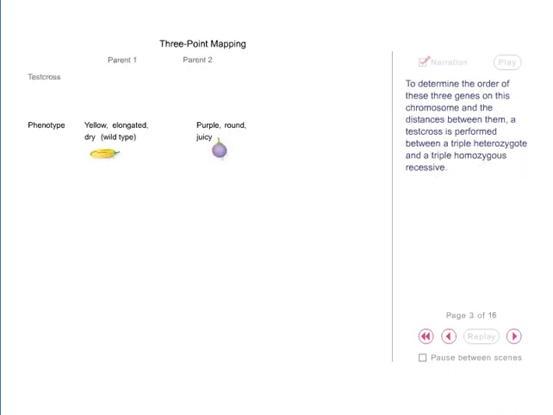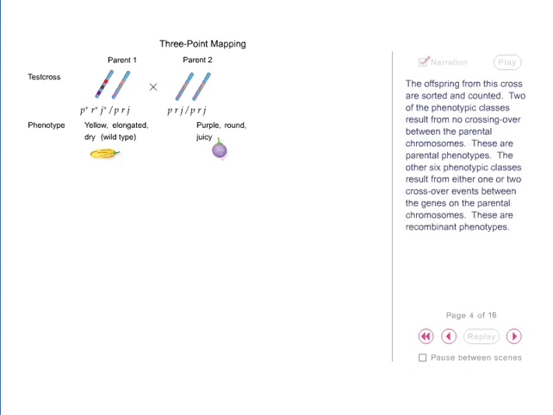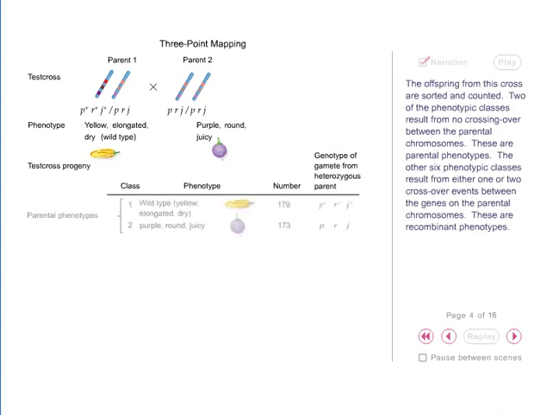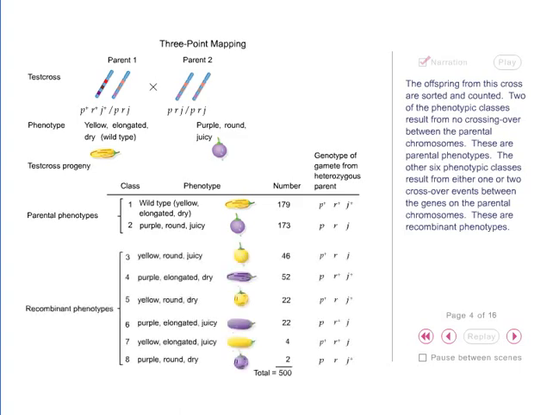To determine the order of these 3 genes on this chromosome and the distances between them, a test cross is performed between a triple heterozygote and a triple homozygous recessive. The offspring from this cross are sorted and counted. 2 of the phenotypic classes result from no crossing over between the parental chromosomes. These are parental phenotypes. The other 6 phenotypic classes result from either 1 or 2 crossover events between the genes on the parental chromosomes. These are recombinant phenotypes.